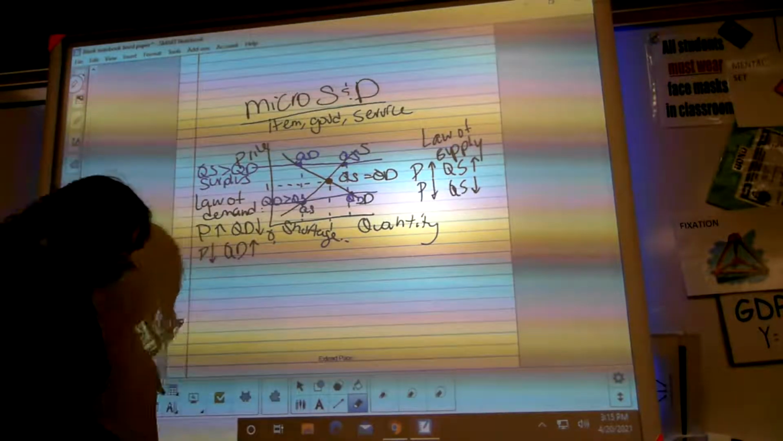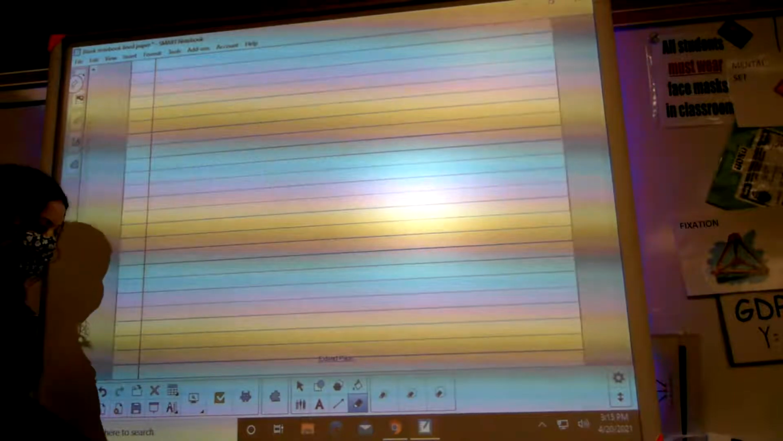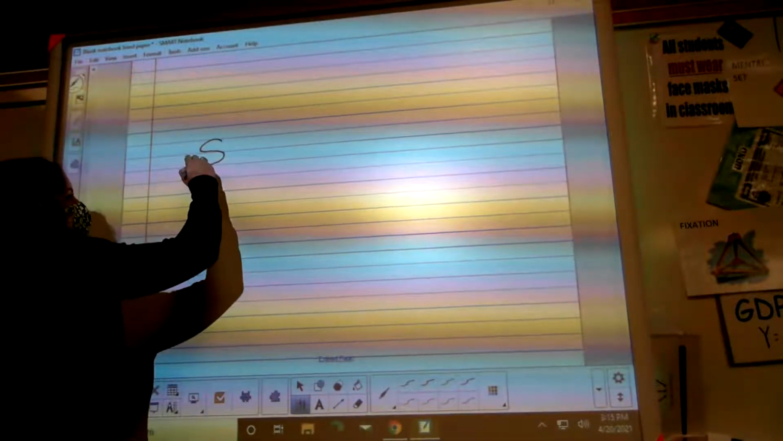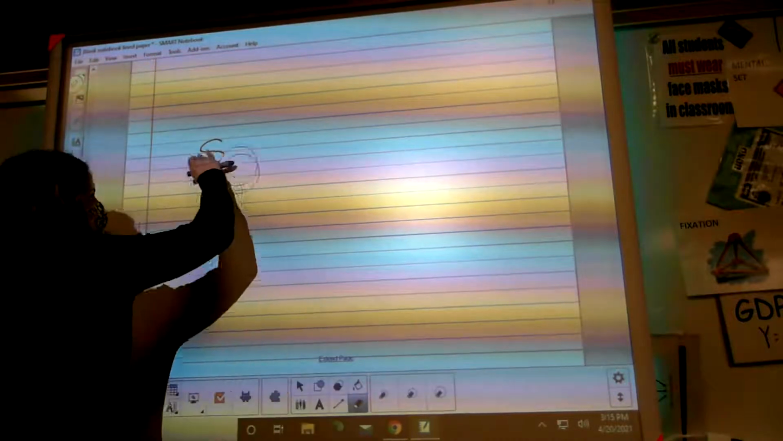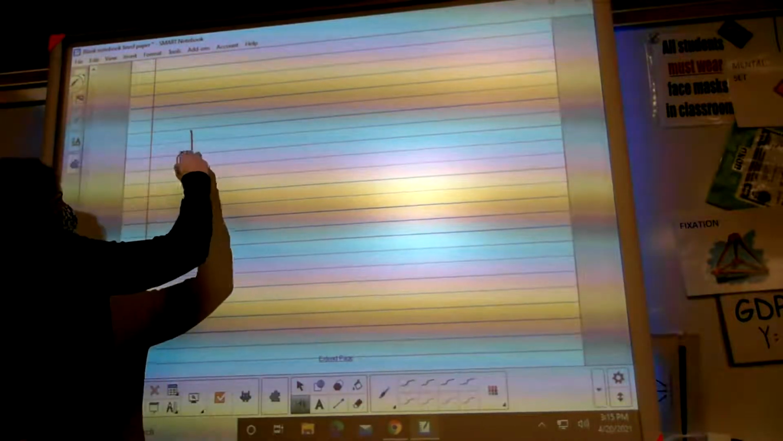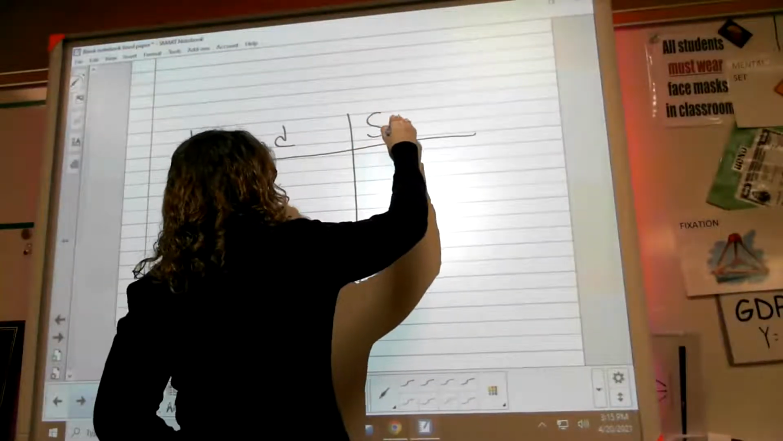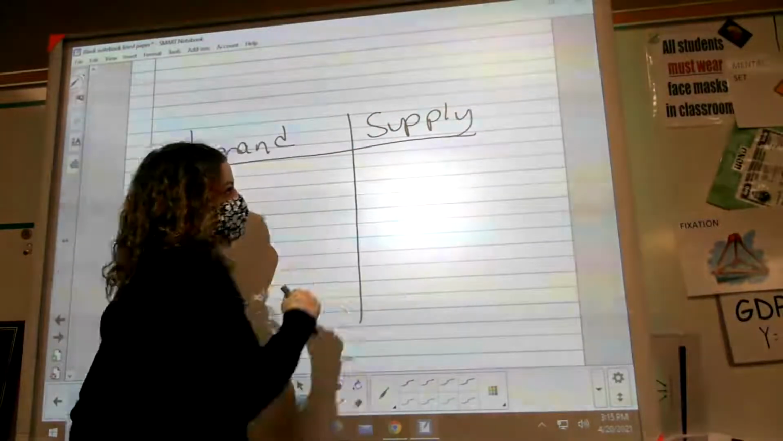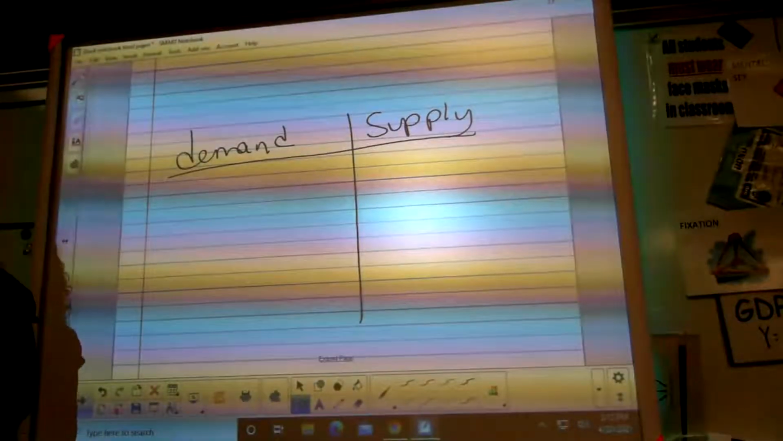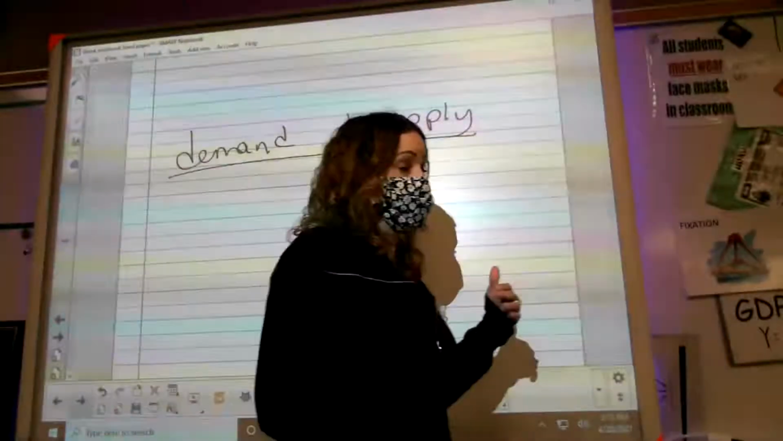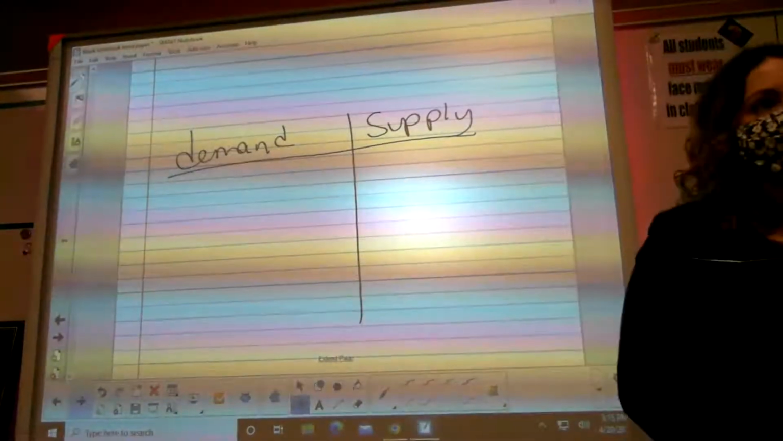You probably don't need to know the shifters of regular supply and demand, honestly, but why not? I always like to do demand first. Demand shifters versus supply shifters, and this is just for micro. The supply shifters for regular supply and aggregate supply are the same, so you don't have to think too hard.